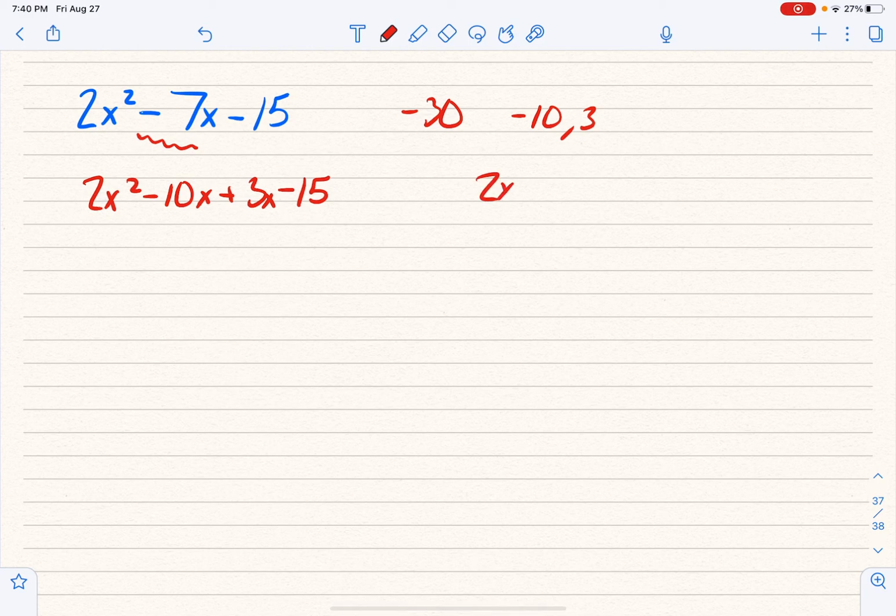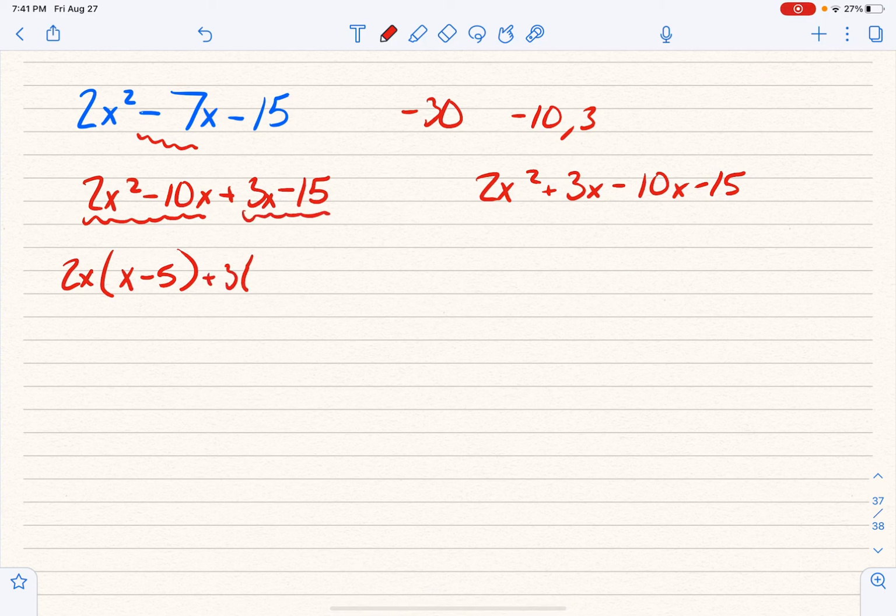Now, you might have also written it 2x squared plus 3x minus 10x minus 15, and it can be done either way. What can I factor out of these first two terms? In this case, I can factor out a 2x, which would leave me with x minus 5. What can I factor out of both of these? I can factor out a 3, which would leave me with x minus 5. So I factor out the x minus 5 to the front, and that leaves me with a 2x plus 3.